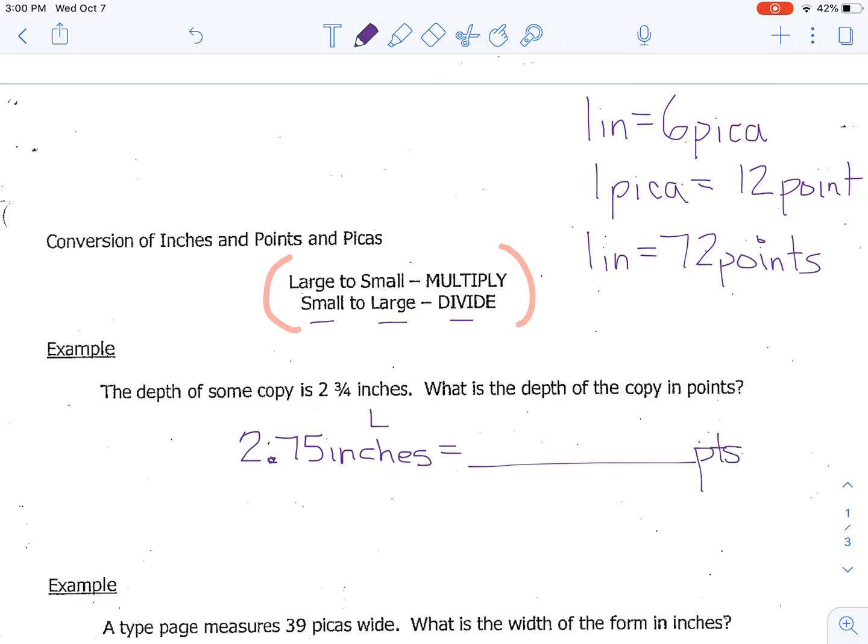inches are larger than points. I like to put a little L and a little S there so that it helps me see that I am converting from a large unit into a smaller one. Since I'm going large into small, that means that I'm going to multiply by some conversion factor. And for inches and points, the conversion factor is 72. I'm getting that 72 from up there in the corner where all the conversion factors are. So 2.75 times 72 is 198 points.